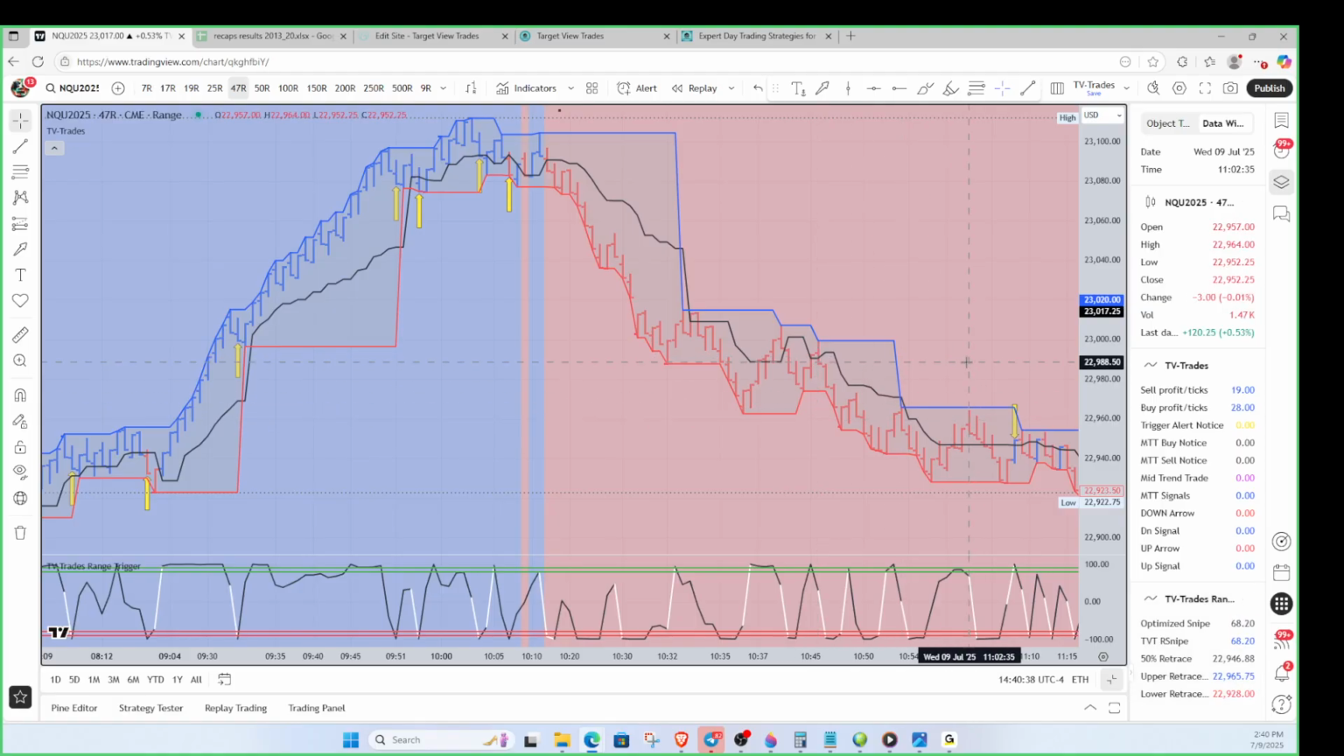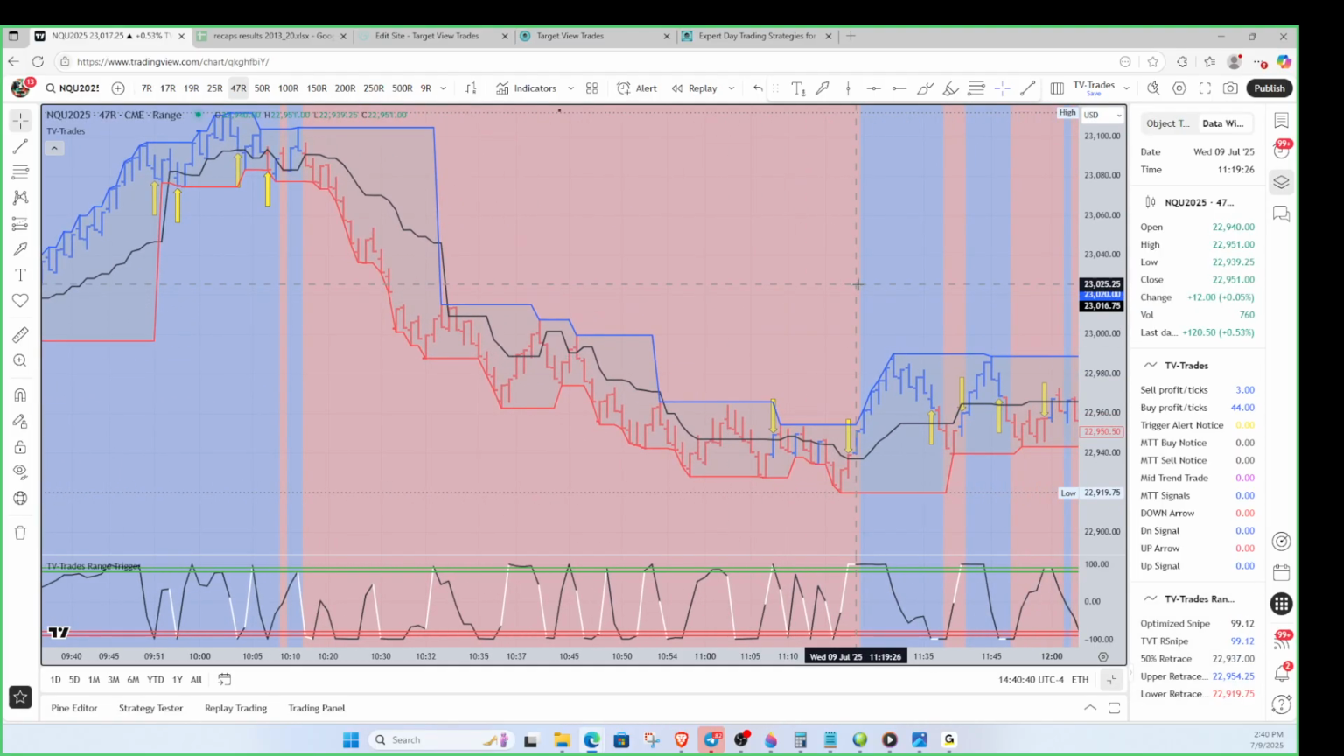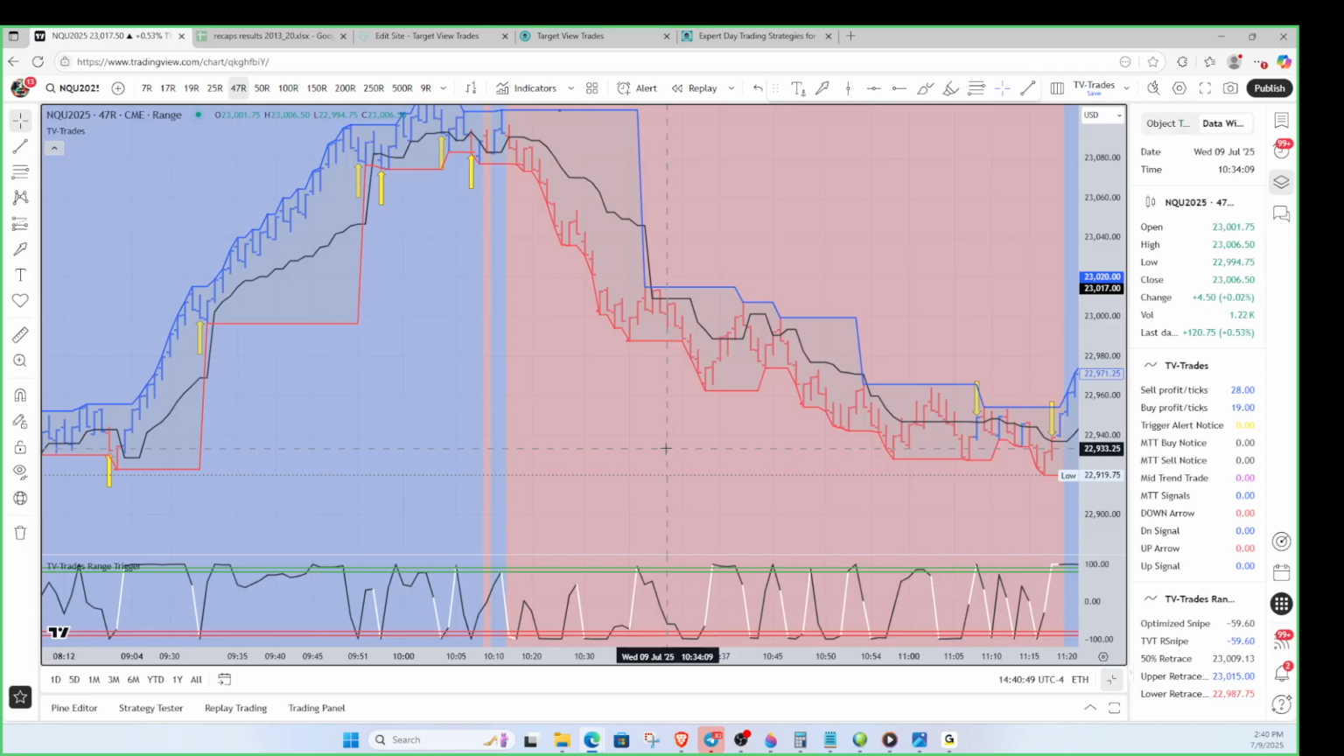Right? And then you wouldn't have had another one until right here. So in the first 2 hours, you would have had 3 trades. Whereas in the first 2 hours on the 19 range, I actually traded 14 times this morning on the 19 range.